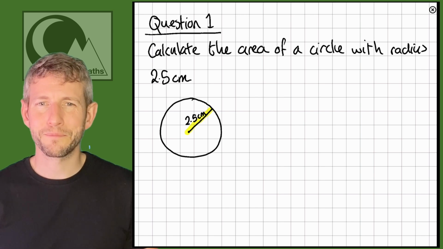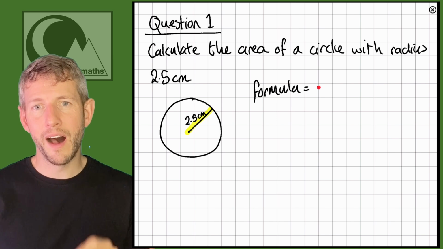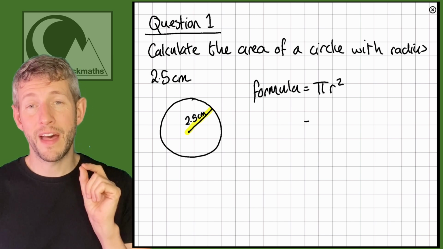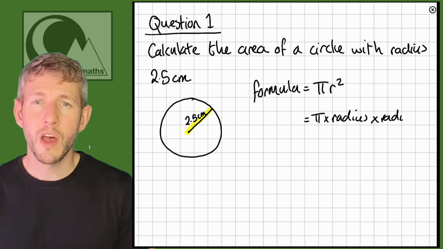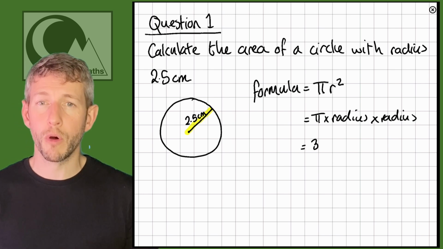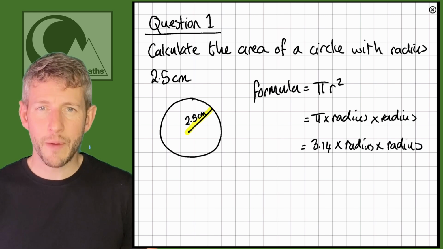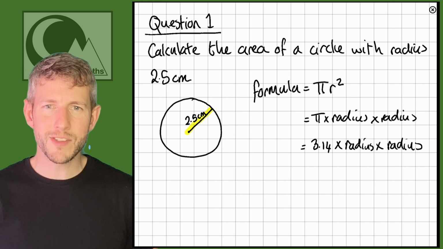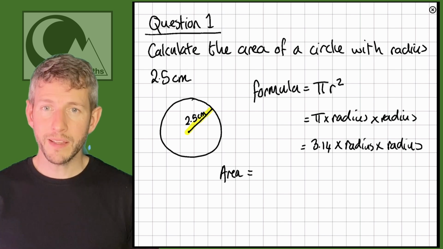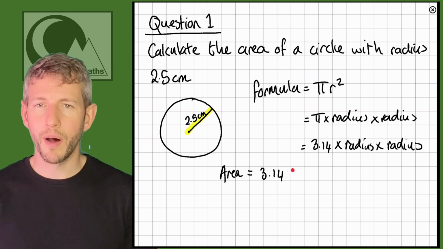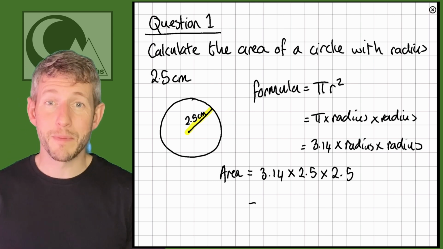Now have a think. Can you remember the formula? The area of a circle equals pi r squared, or pi times radius times radius, or in its simplest terms, 3.14 times radius times radius. I'm going to write down my calculation here. The radius of this circle is 2.5 centimetres, so the area will be pi, which is 3.14, multiplied by 2.5, and then multiplied by 2.5 again.